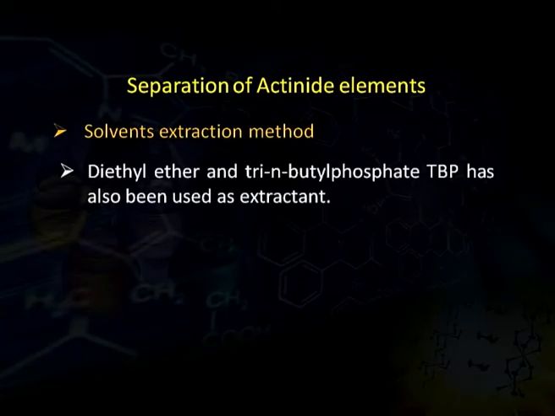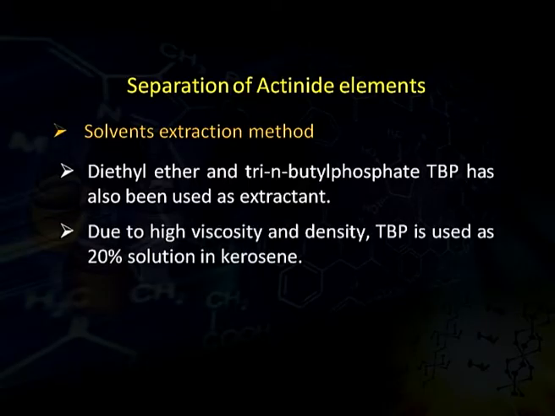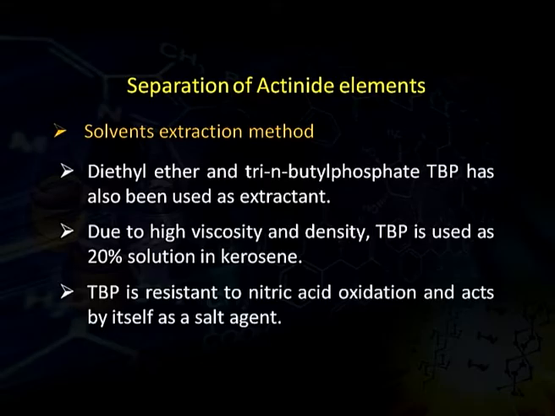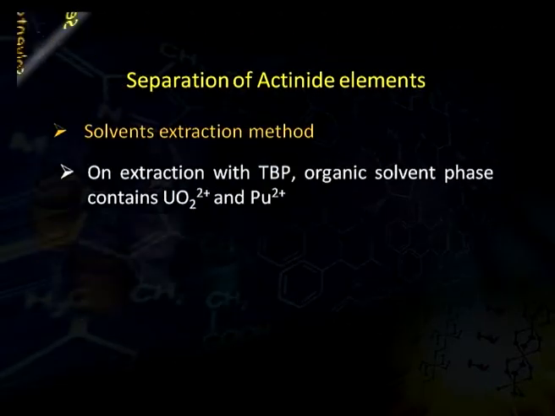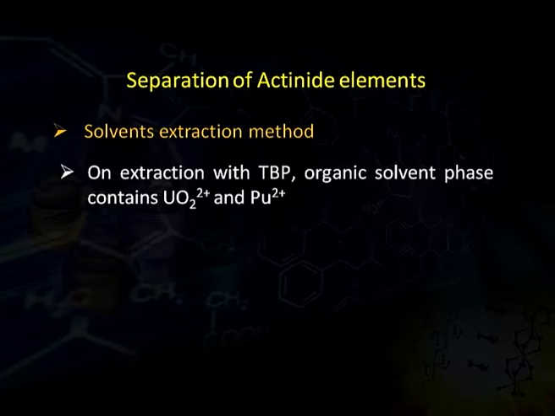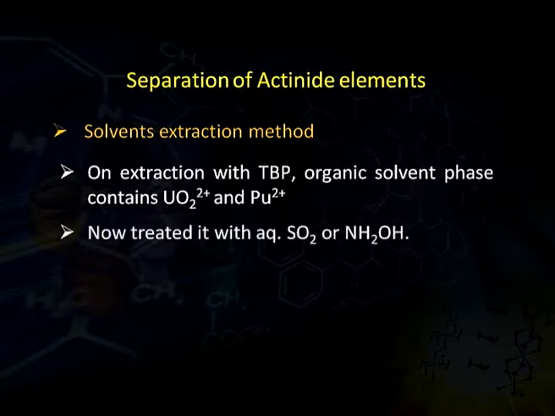Diethyl ether and tri-n-butyl phosphate, TBP, have also been used as extractants. TBP is quite effective. Due to high viscosity and density, TBP is used as a 20% solution in kerosene. TBP is resistant to nitric acid oxidation and acts by itself as a salting agent. On extraction with TBP, the organic solvent phase contains UO2 2+, the uranyl ion, and the plutonium +4 ions.